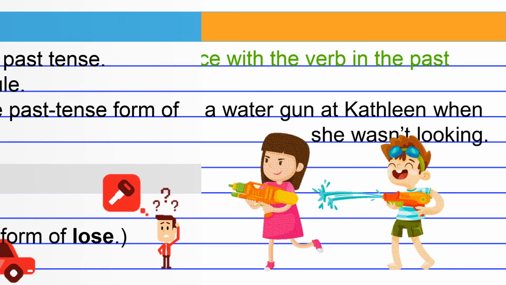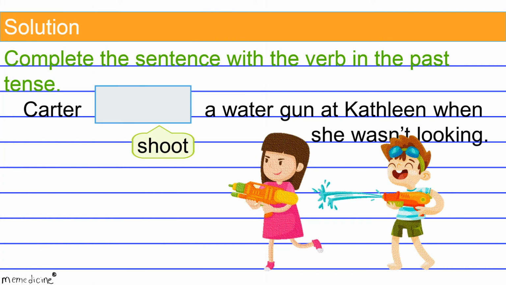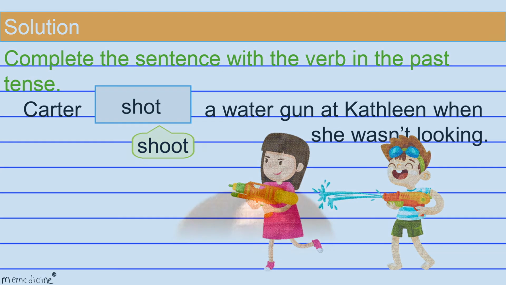All right, back to the original question, now for the solution. Shot is the simple past tense verb form of shoot. This is an irregular verb form because it doesn't end in a D or an ED, so you'll have to commit it to memory.